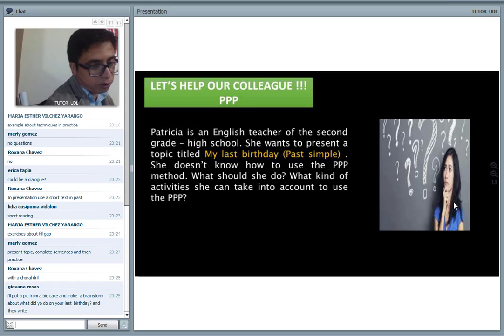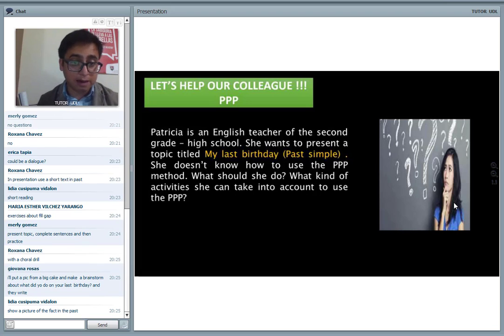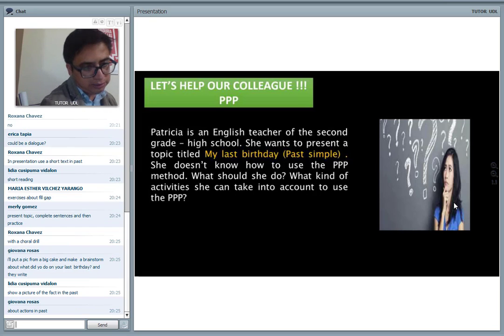I'll put a picture of a big cake and make a brainstorm about what they did on their last birthday, and then write about actions in the past. Of course, in the presentation, you can use any kind of visual aids. You can use a conversation, a dialogue, a reading, but remember that this part is just the presentation or the introduction of the lesson.